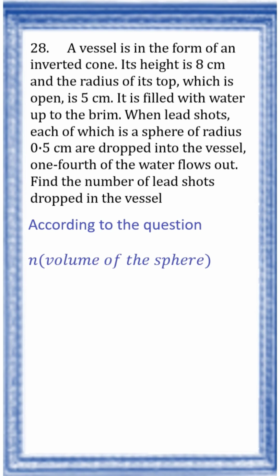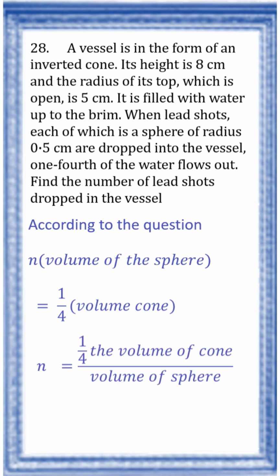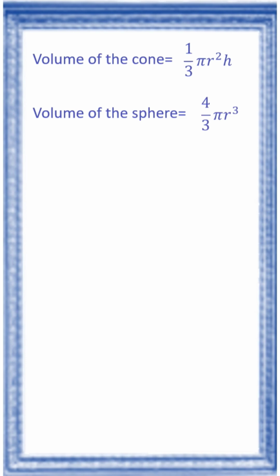when number n into volume of sphere is equal to 1/4 the volume of water, because a certain number of spheres are dropped into the vessel, 1/4 the volume of water spills out. So n is equal to 1/4 the volume of cone upon volume of sphere. So volume of cone, the formula is 1/3 pi r square h. Volume of sphere is 4/3 pi r cube.